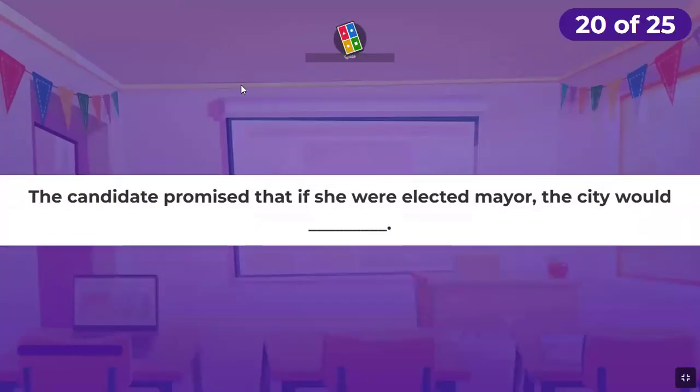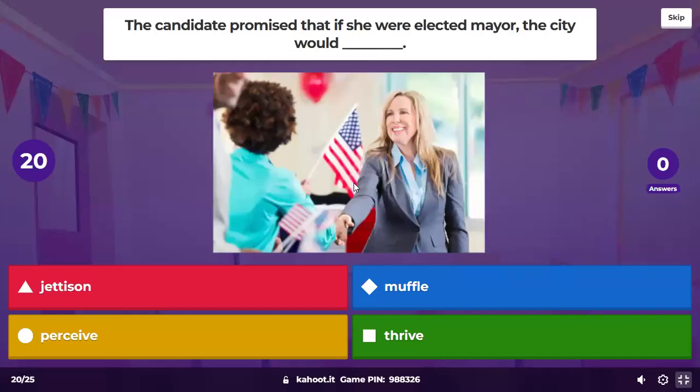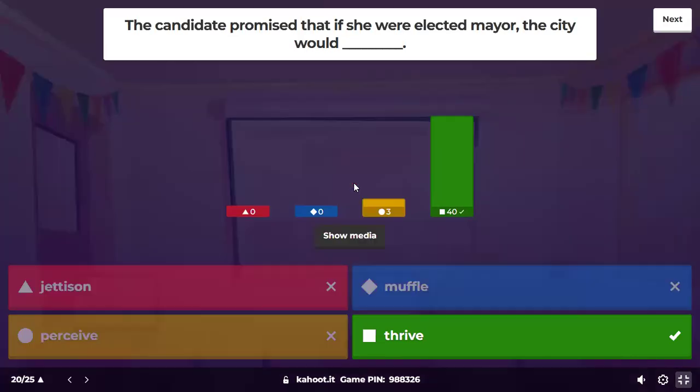The candidate promised that if she were elected mayor, the city would blank. Logan, at this point, I'm rooting for you. Wow, everyone, most of us got this right.